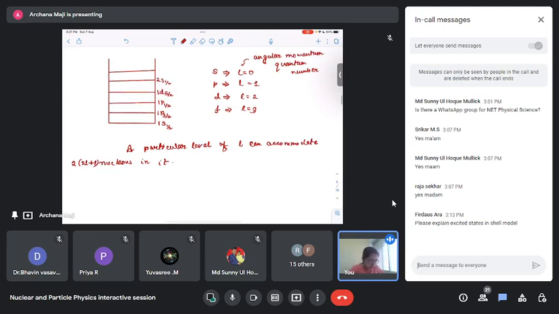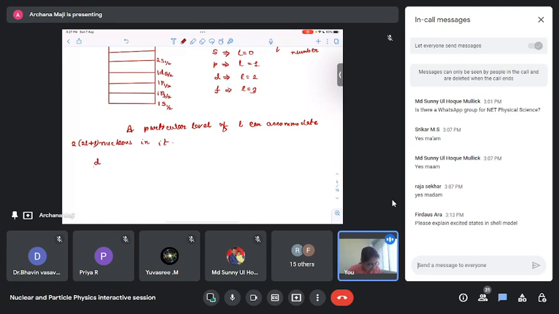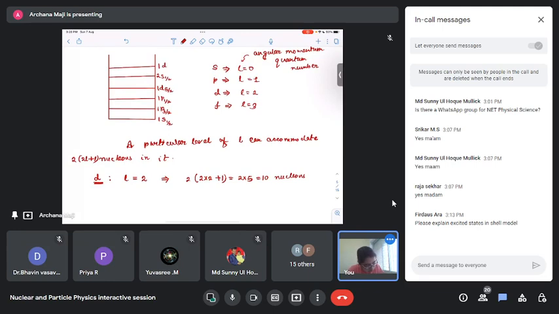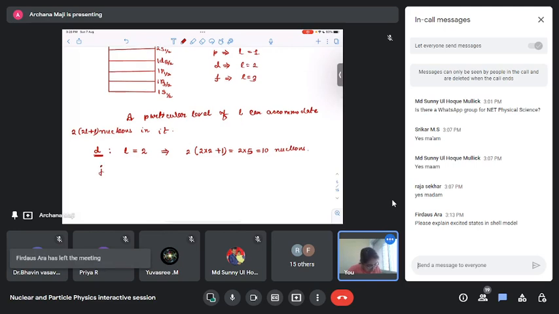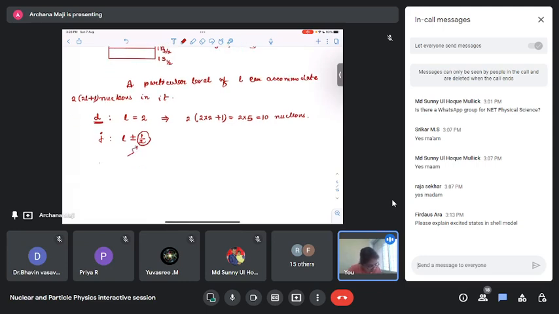Okay, so for example, let us consider D level. So it means L is equal to 2, which implies D can contain within it 2 times (2L+1), which is equal to 2 times 5, that is 10 nucleons in it. Moreover, the J value for D level can be L plus or minus half. So this half comes because of the spin of the nucleon. So nucleons are of spin half.